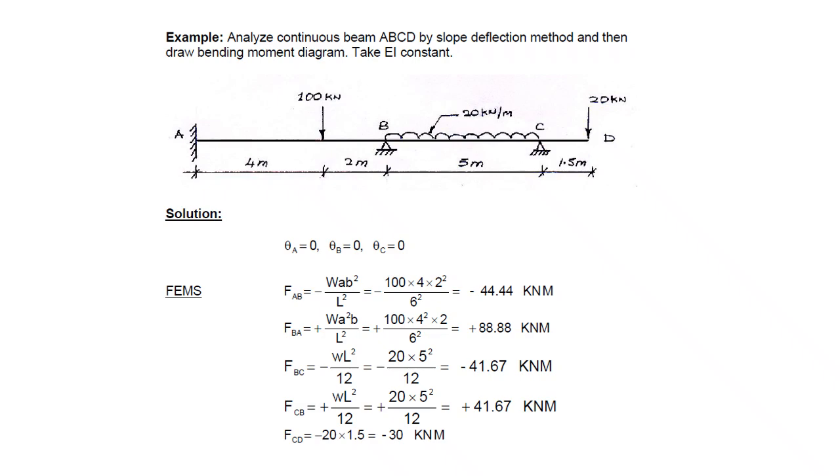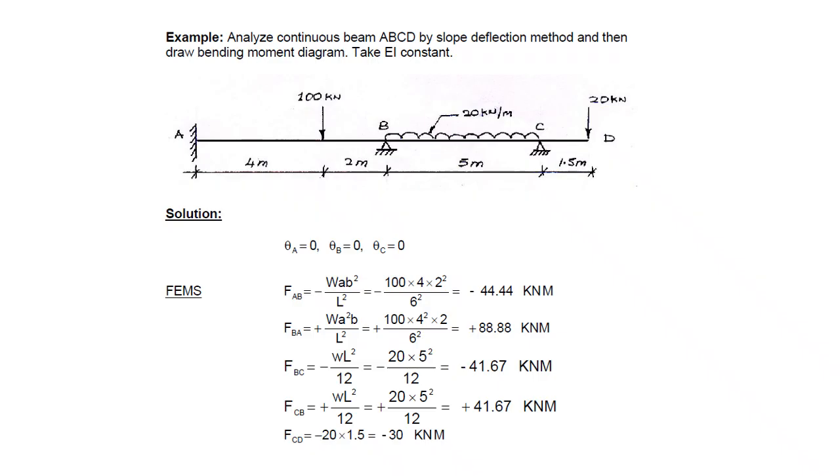Dear learners, let us do the analysis of continuous beam ABCD by the slope deflection method, and based on the results we can find the bending moment, and finally we are going to draw the bending moment diagram. For the given beam, we take the flexural rigidity EI to be constant throughout the entire length of the beam.